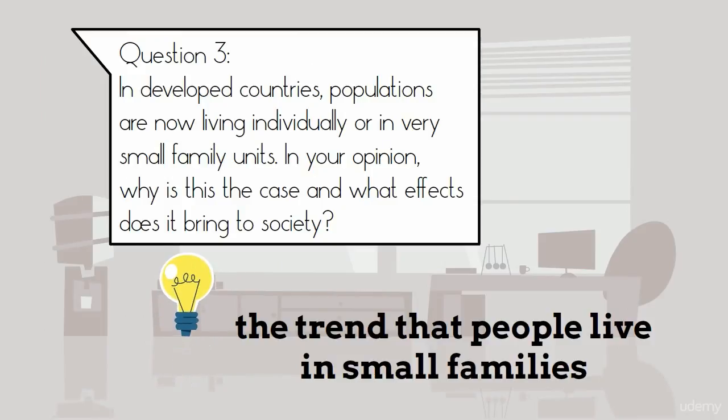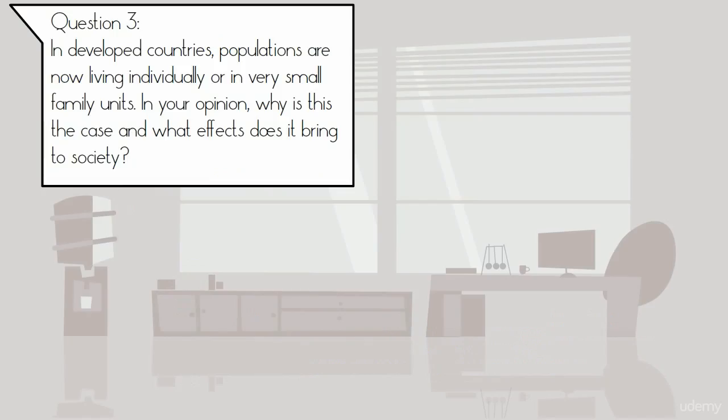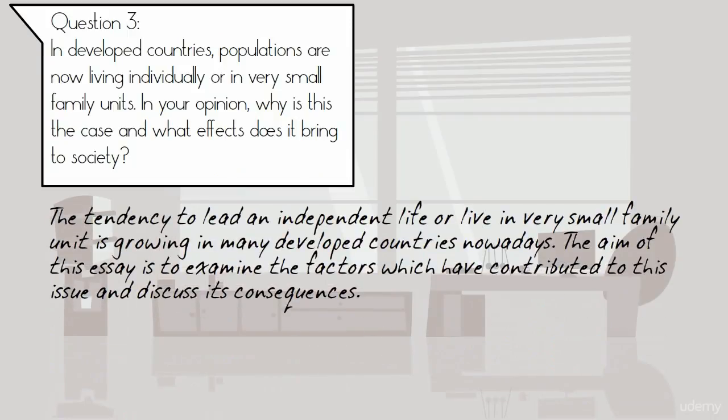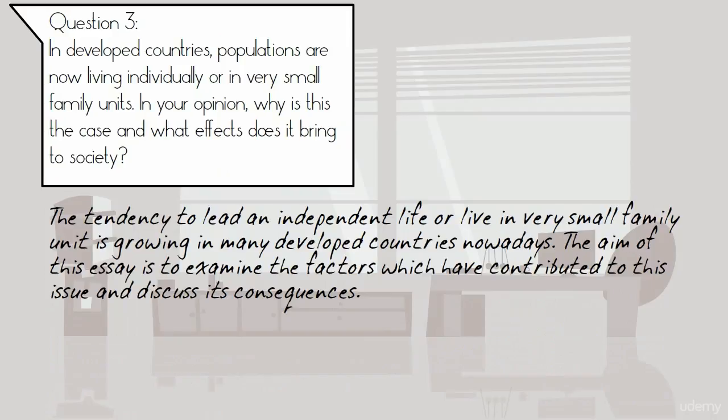For this question, an introduction can be: The tendency to lead an independent life or live in a very small family unit is growing in many developed countries nowadays. This is the topic sentence. The aim of this essay is to examine the factors which have contributed to this issue and discuss its consequences. This is the thesis statement.